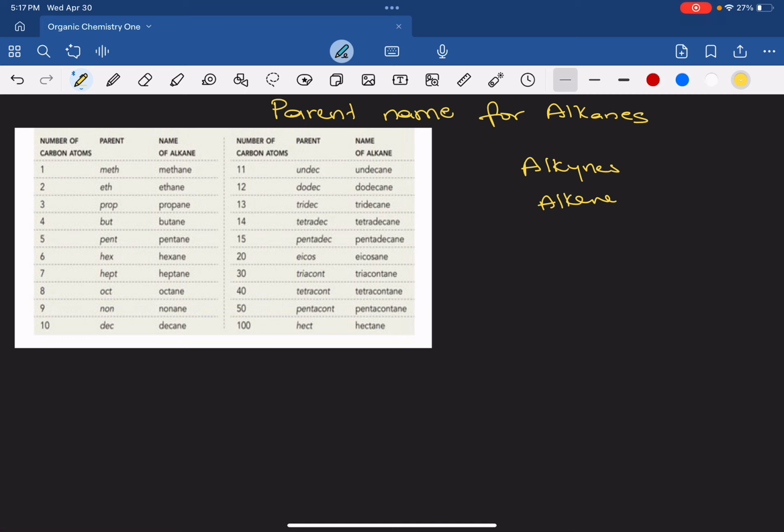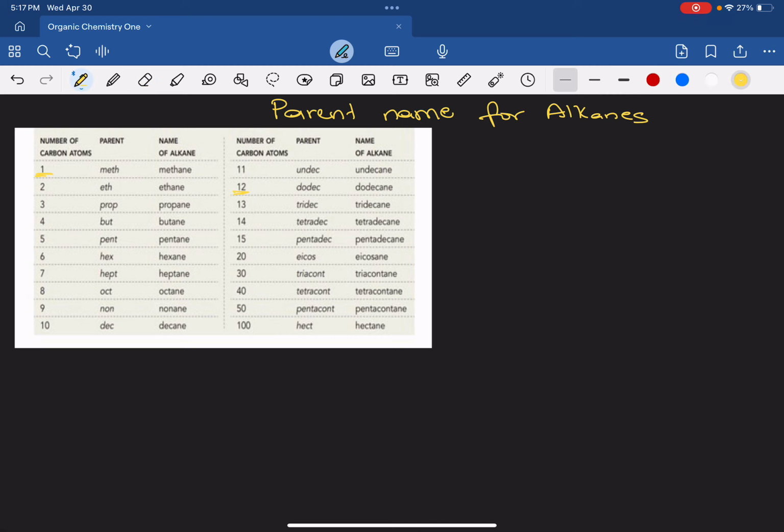So what this chart is saying is that any class of compound where the parent chain has only one carbon, the name is going to start with meth. If the parent chain has 5 carbons, the name is going to start with pent, right? And so forth and so on. You need to learn 1 to 12, right? Let's zone in on alkanes because that's where our focus is.